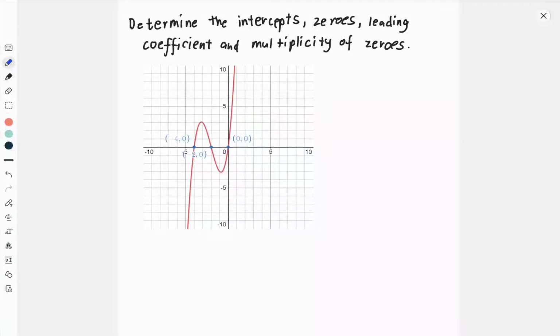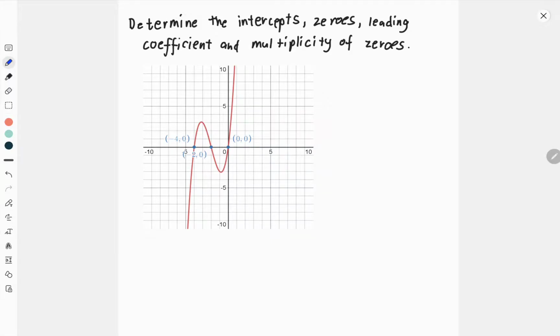So welcome to this video, and in this video we're going to have some problems related to graphing polynomial functions. So given a certain graph, we want to determine the intercepts, zeros, and leading coefficient and the multiplicity of zeros. So let's have this graph. So we have this graph, which is this one.